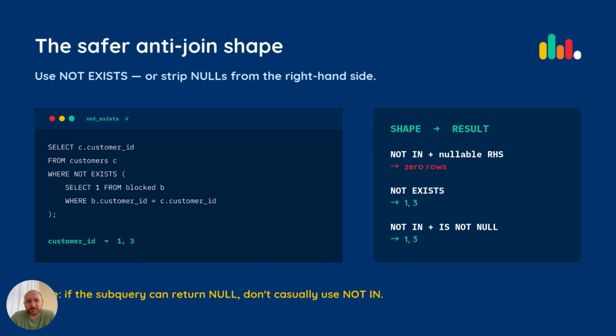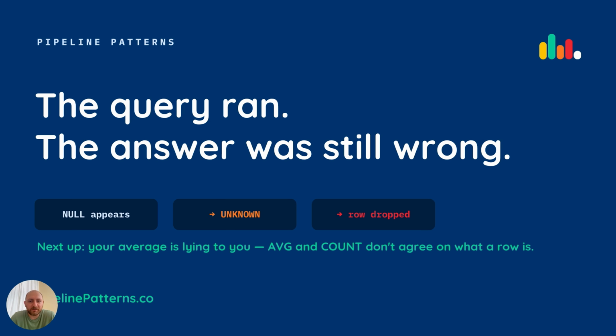So that's bug number 1. The query ran, the answer was still wrong. Null showed up, the comparison went unknown, and where threw the row away. Quietly. In the next video, we will discuss how your average might be lying to you.